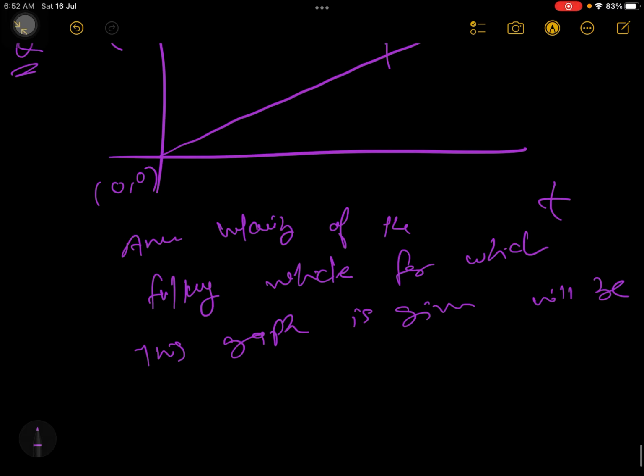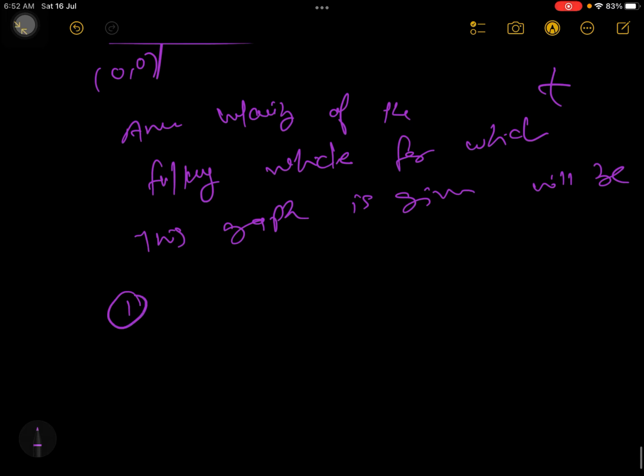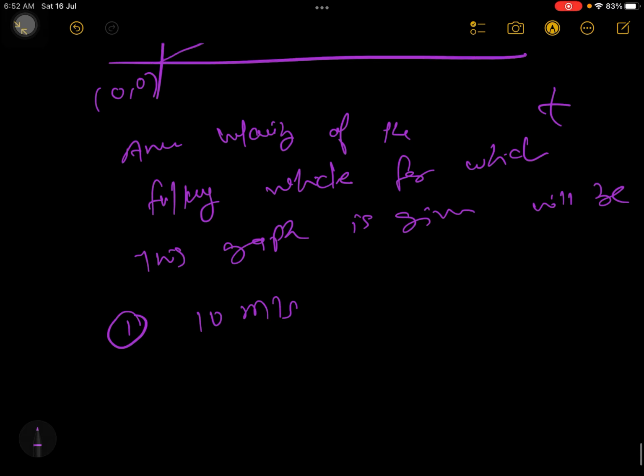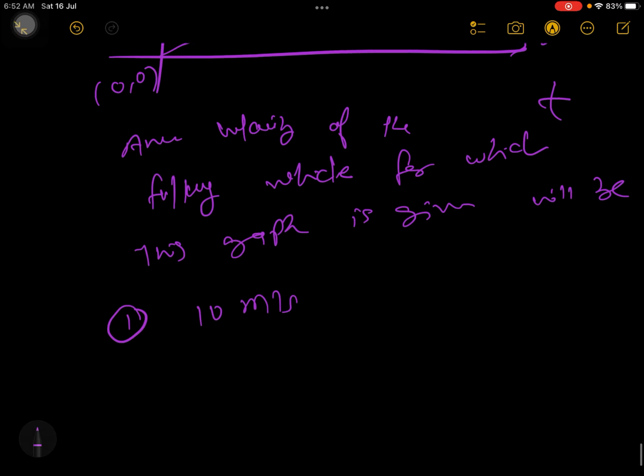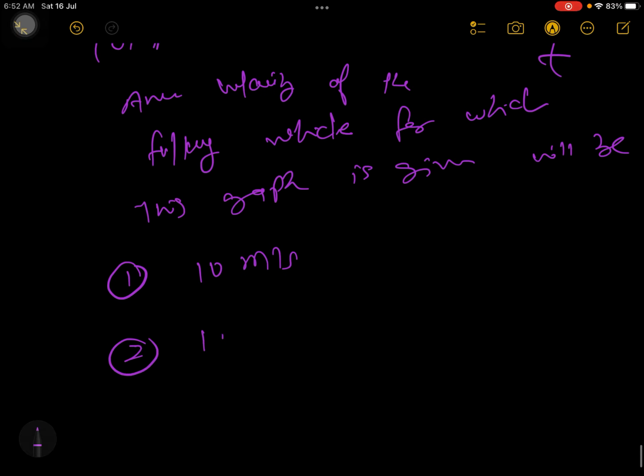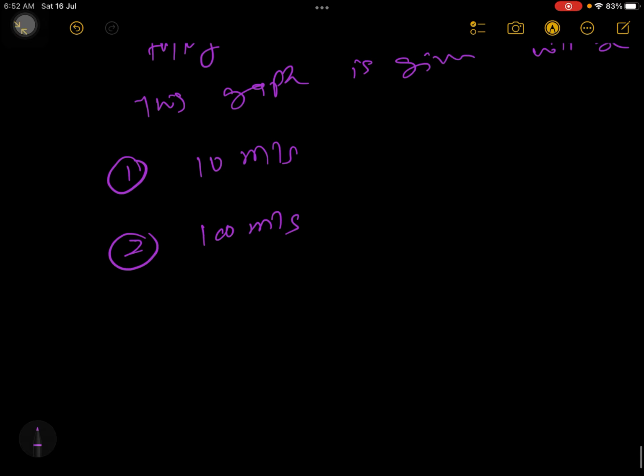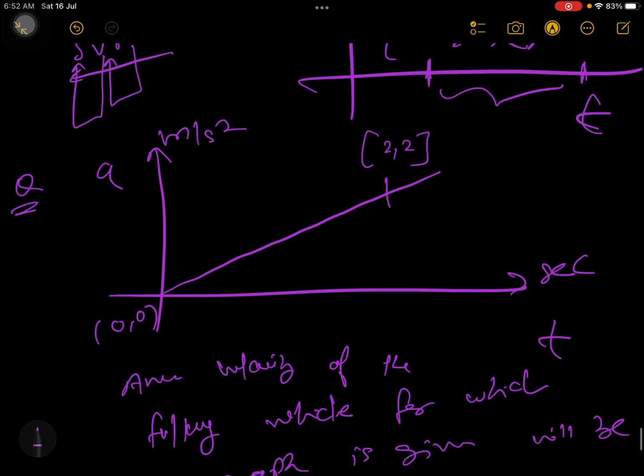option 1, 10 meter per second. Remember, this axis is in meter per second square, and this axis is in seconds. Okay, so 10 meter per second, 100 meter per second, 1 meter per second. Option 4, none. Which option is correct? So very easy.